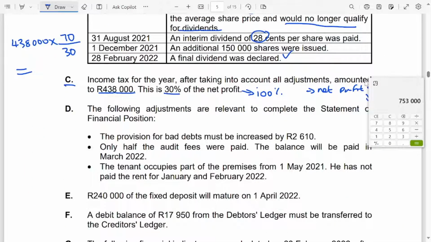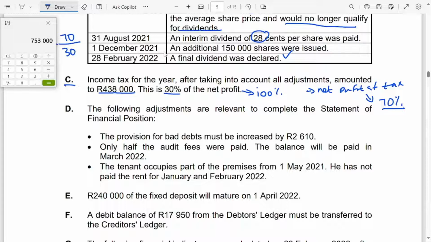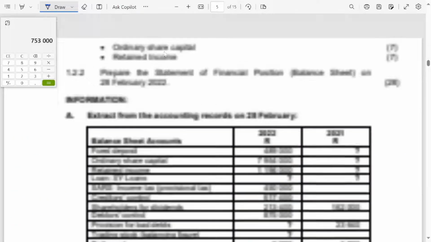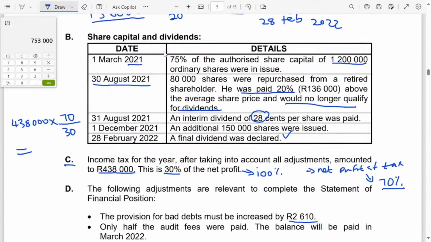The following adjustments are relevant to complete the statement of financial position. The first one, the provision for bad debt must be increased by 2,610. Where is the provision for bad debts? The provision for bad debts is 23,640. We are told that we must increase it by 2,610.